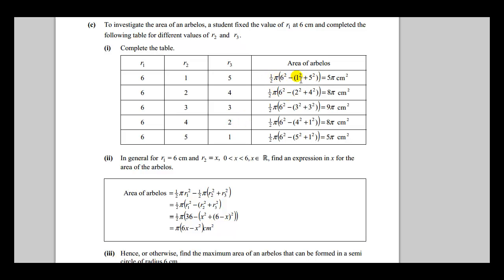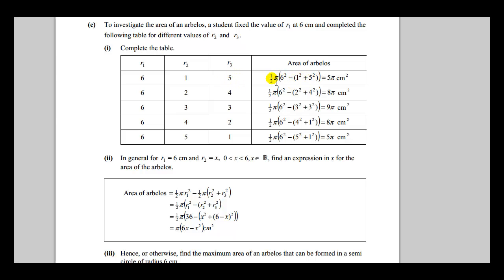And we calculated the area of an Arbelos for particular values earlier. We take the area of the big semicircle, that's half pi times the radius squared. Pi r squared is a full circle, so half pi r squared is a semicircle. So we take the area of the big semicircle and subtract off the areas of the two smaller semicircles. So we would have to subtract off a half pi 1 squared and subtract off a half pi 5 squared.